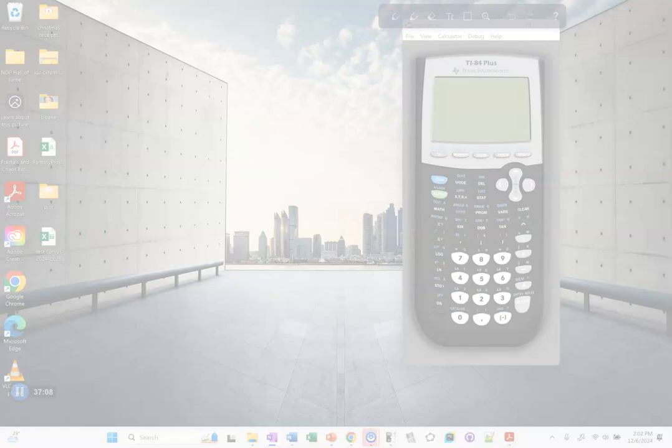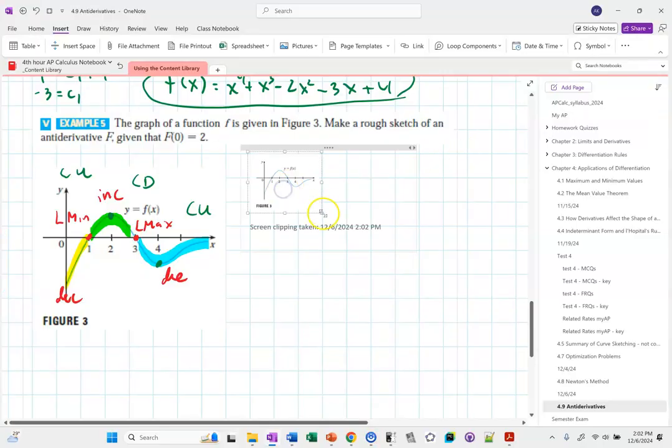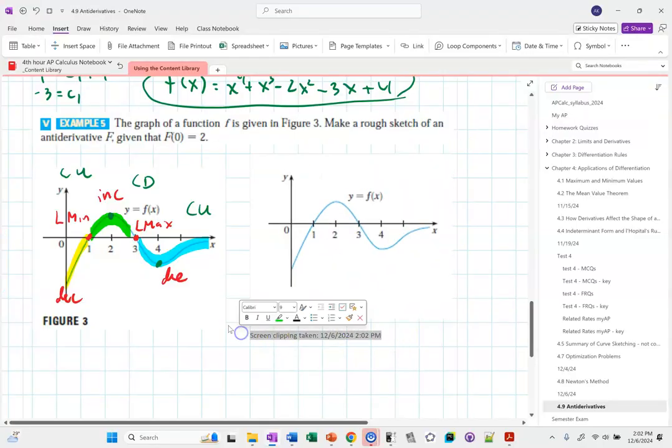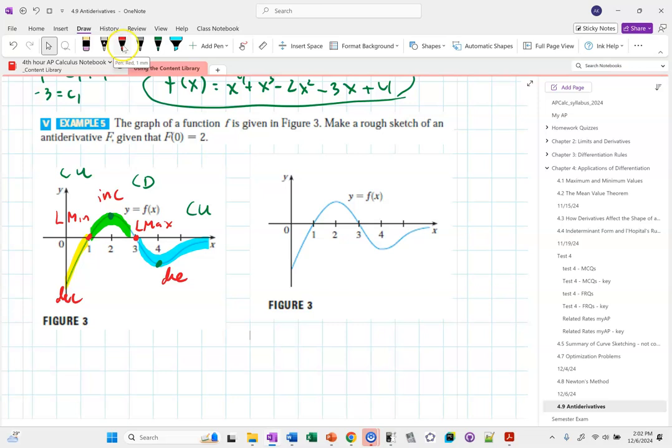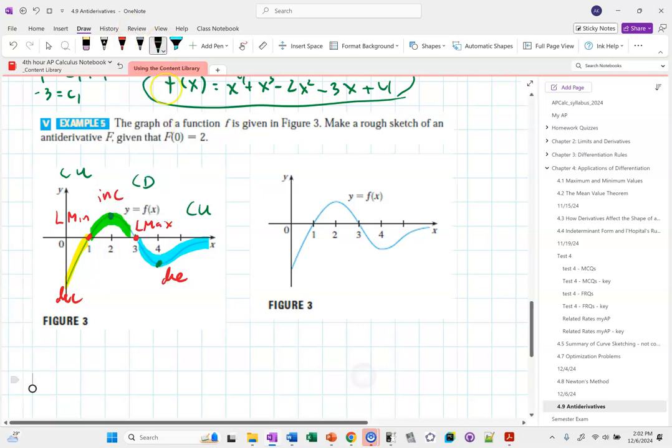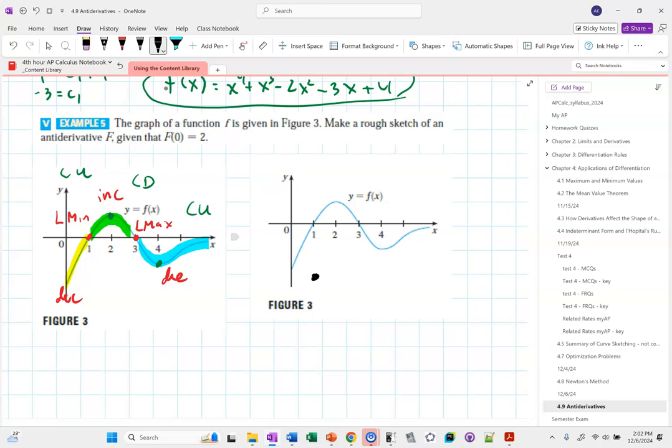I'm going to grab this picture again and just draw it on a clean one. So I know I'm going to have a local minimum at 1. So let's just pick a spot for it. And a local maximum at 3. So I'm just going to pick a spot for it. Do the y coordinates matter at all? Not a bit. So going to 1, we need to be concave up and decreasing.